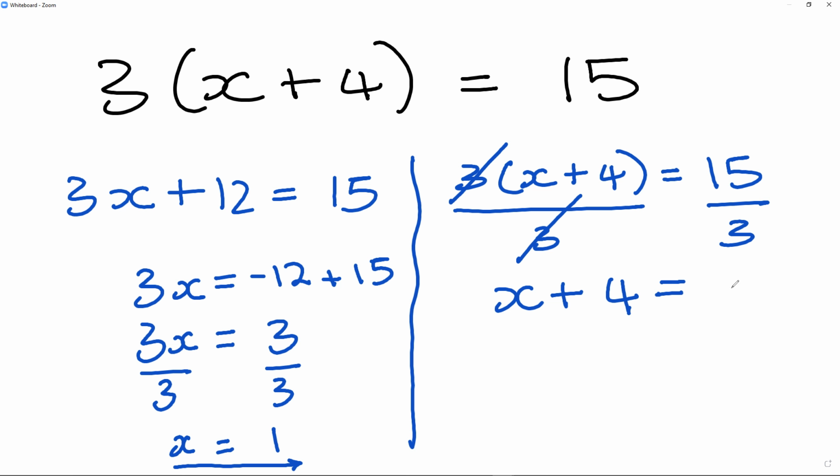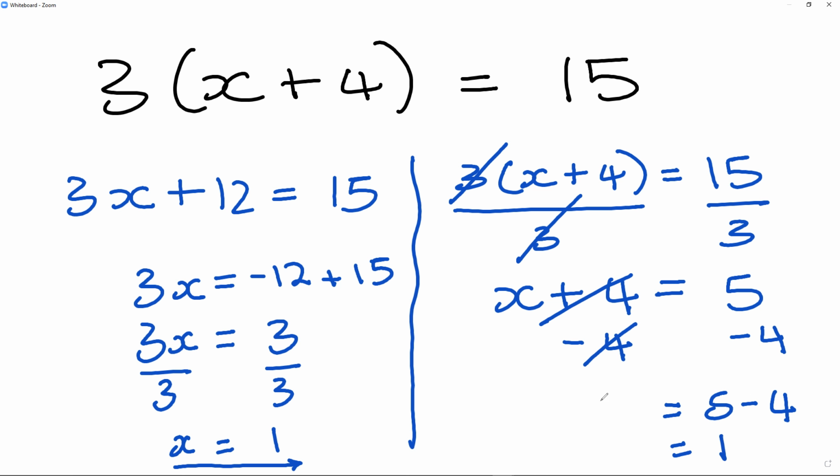15 divided by 3 is 5. The next thing I can do is move the 4, change sides, change signs, or -4 on both sides. There's two ways of looking at it. You're either thinking about moving it over, making it -4, or you're subtracting 4 from both sides, in which case it will still disappear. And you'll be left with 5 minus 4, and that's equal to 1. There's two ways of solving that question.